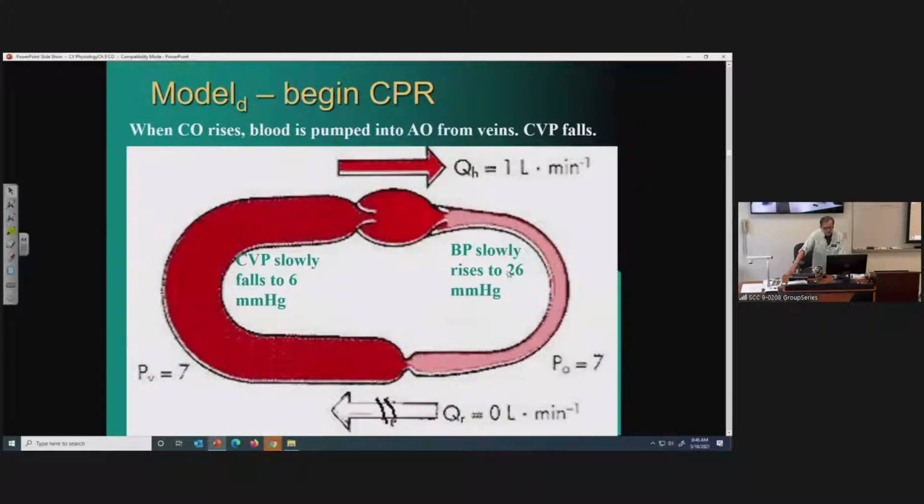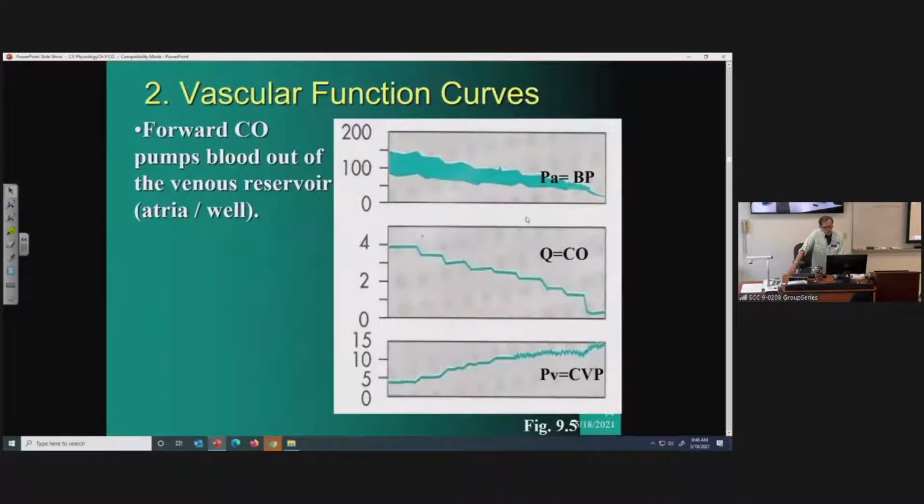Blood pressure's getting up to 26. CVP drops a little bit, not very much flow. All the blood's really pooled over in the veins. And this is just another look at the vascular function curve. So it also adds artery here. So as cardiac output falls, blood pressure falls, and the blood pools in the veins and CVP rises.